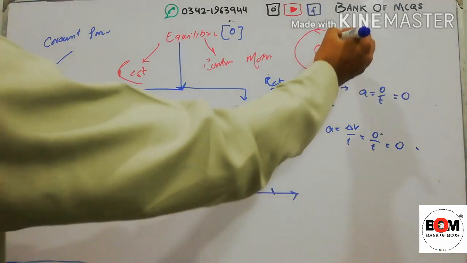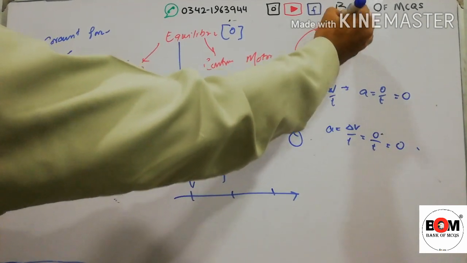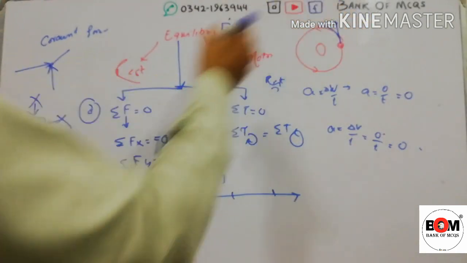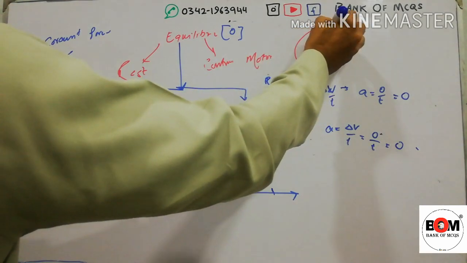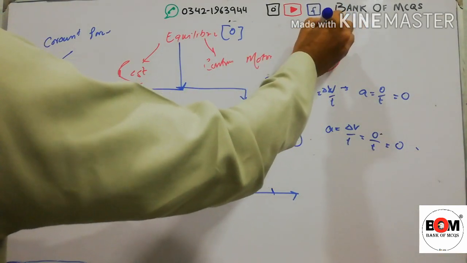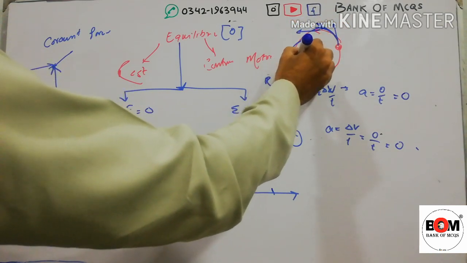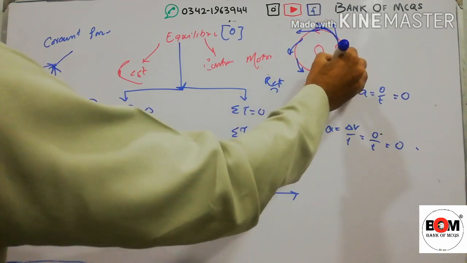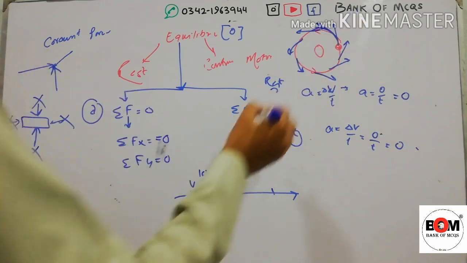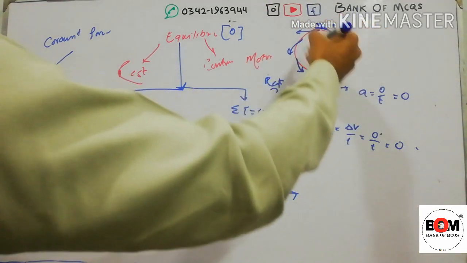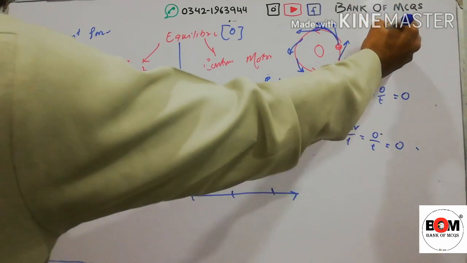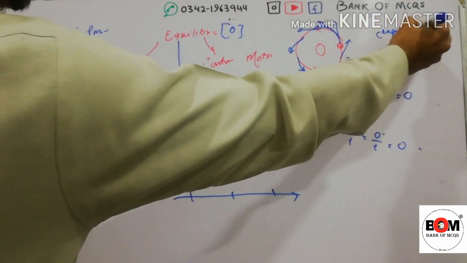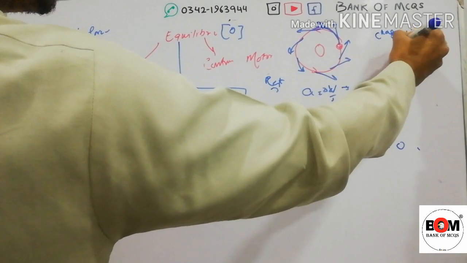Now, sorry, I made a little mistake here. If a body is moving in a circle like the Earth, its magnitude of velocity is the same, but at each point its direction is different. So the change in direction also causes a change in acceleration. So if a body is moving in a circle, it has acceleration due to the change in direction of velocity.